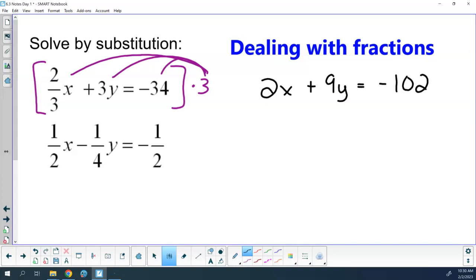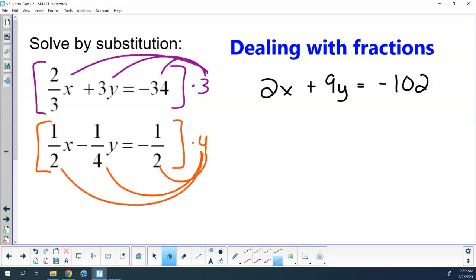Okay. What am I going to multiply the bottom equation by? 4. Yeah. Four times 1 divided by 2 is 2. 4 times 1 divided by 4 is 1. 4 times 1 divided by 2.